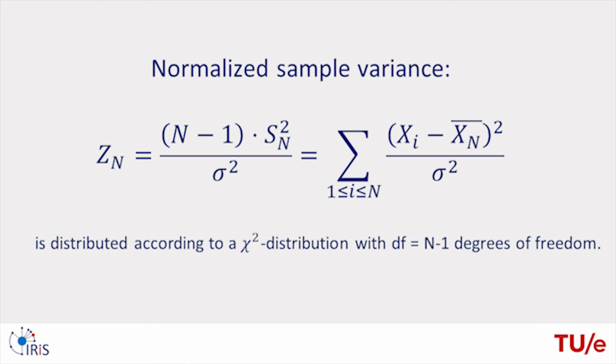So, if you want to test with a confidence level alpha whether the variance of your experiment is below a value sigma squared, then just compute this Zn and compare it to the chi-square quantile as you've learned to do before. That little trick will turn out very useful during the assignments.